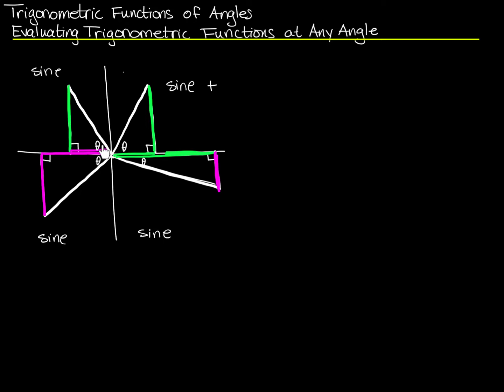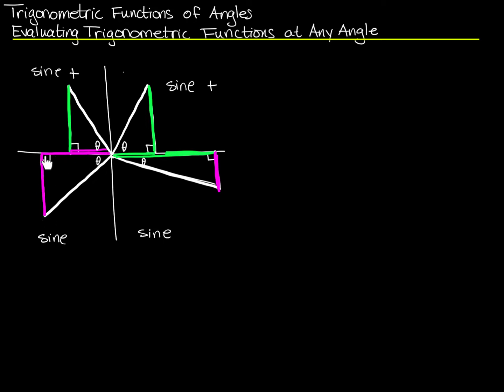For quadrant 2, I have opposite, which is positive, over hypotenuse, which is also positive. In quadrant 3, I have opposite, which now is negative, right? This is a y value. If you plotted this point right here, you'd have a negative y value. So you'd have a negative x, negative y.